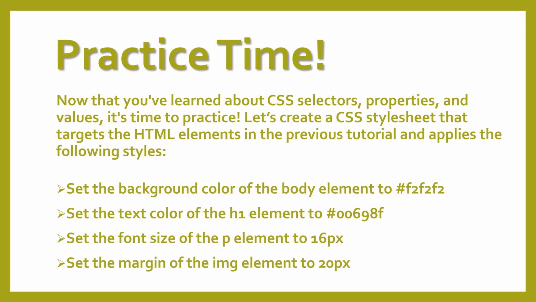So it is practice time. Now that you have learned about CSS selectors, properties, and values, it is time to practice. Let's create a CSS style sheet that targets the HTML elements in the previous tutorial and applies the following styles. We are going to set the background color of our web page to, I think, off-white. Then we are going to set the color of the H1 to some color, I don't know the name. Then we are going to set the font size of the paragraph element to 16 pixels and set the margin of the image element to 20 pixels.